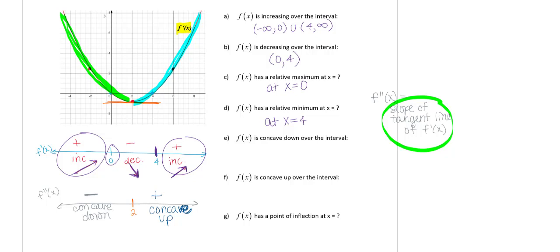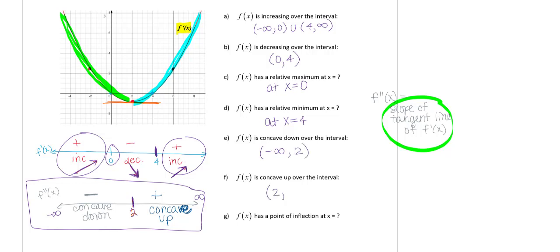We said now we're looking at the second derivative number line test for concavity. And we read this number line to be from negative infinity to infinity, stopping at 2. And so I'm concave down from negative infinity to 2 and up from 2 to infinity. So my only inflection point would be at x equals 2.